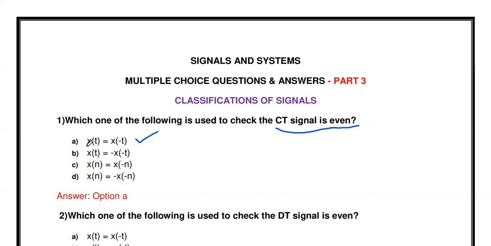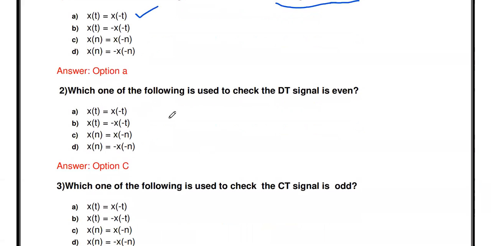So the original signal and x of minus t, which is a time reversed or folded version. If x of t and x of minus t are both equal, then we can say that signal is an even signal. Then the next one: which one of the following is used to check whether a discrete time signal is even?